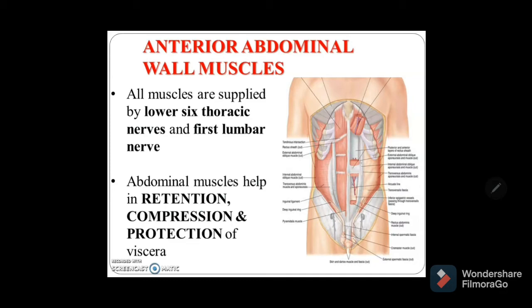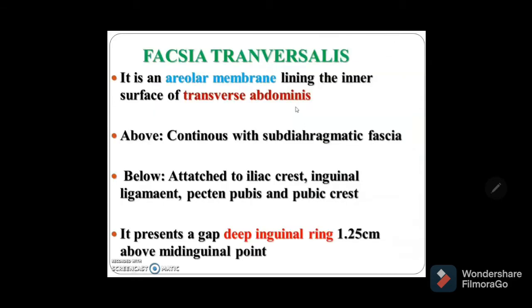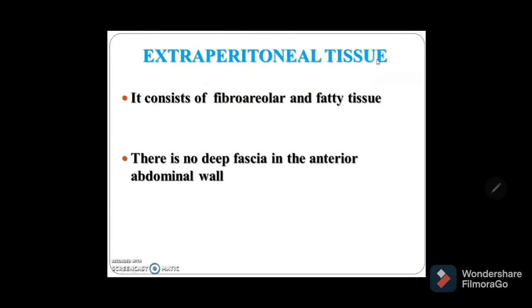When you see here, all these muscles form the aponeurosis near the linea semilunaris and cover the rectus abdominis muscle in the form of the rectus sheath, and insert across the linea alba, the median longitudinal raphe, the white line. The next layer is the fascia transversalis. It is an areolar membrane lining the inner surface of the transverse abdominis. Above, it is continuous with the subdiaphragmatic fascia. Below, it is attached to bones like the iliac crest, inguinal ligament and pubic crest, and it presents a deep inguinal ring, half an inch above the mid-inguinal point.